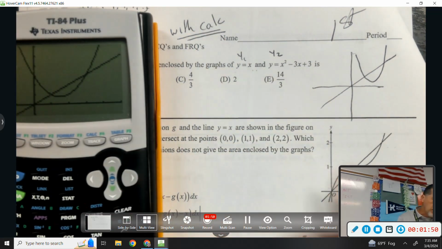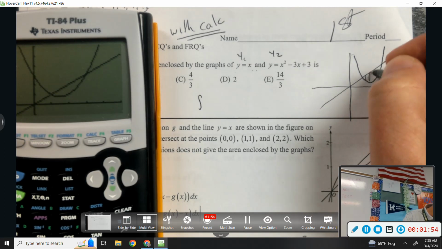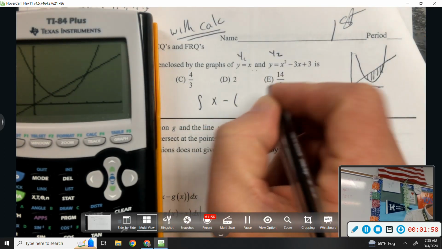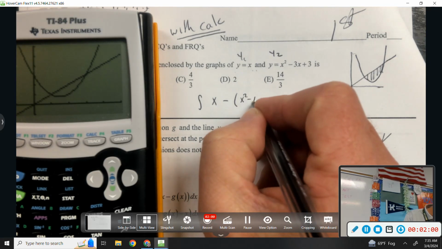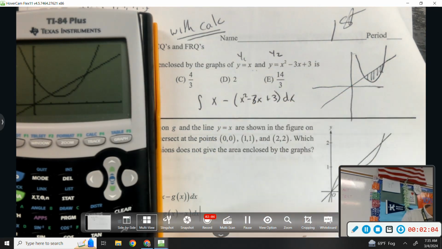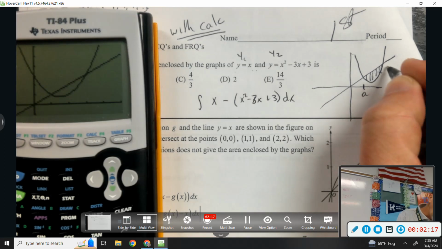So clearly I know which one's on top. That would be x minus the parabola. I should have used y1 and y2. So what else do I need now? I got top minus bottom. What else do I need to finish this off? What's that? The limits, or the intersections, or the limits are the intersections. So I need A and B.